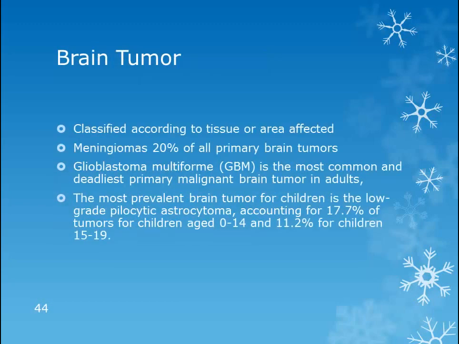Review of brain tumors. Brain tumors are classified according to the tissue or area affected. Meningiomas are 20% of all primary brain tumors. Glioblastoma multiforme is the most common and deadliest primary malignant brain tumor in adults. The most prevalent brain tumor for children is the low-grade pilocytic astrocytoma, accounting for 17.7% of tumors for children ages 0 to 14 and 11.2% for children ages 15 to 19.